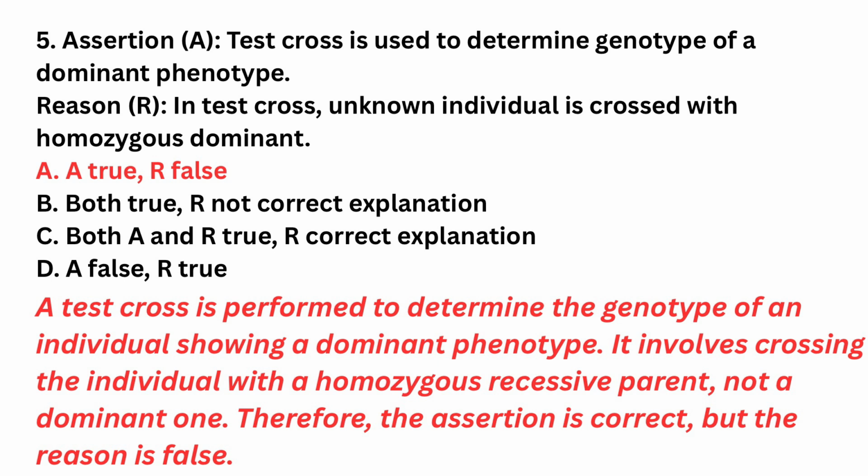A test cross is performed to determine the genotype of an individual showing a dominant phenotype. It involves crossing the individual with a homozygous recessive parent, not a dominant one. Therefore, the assertion is correct, but the reason is false.